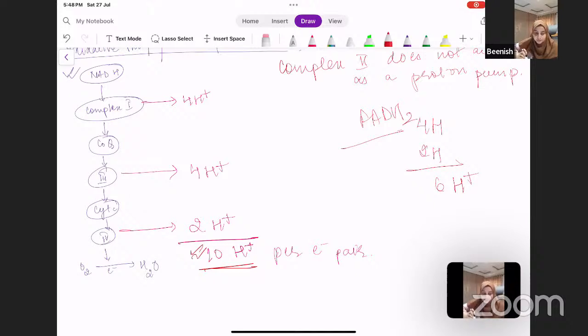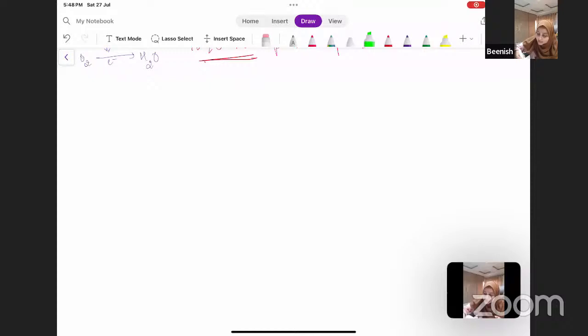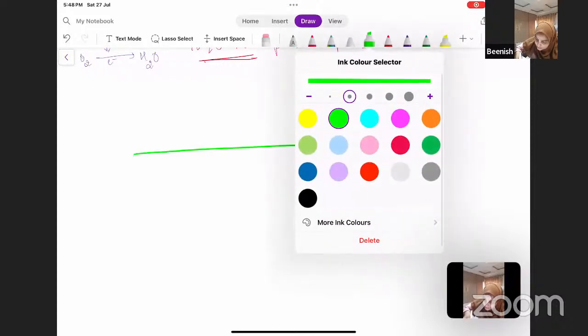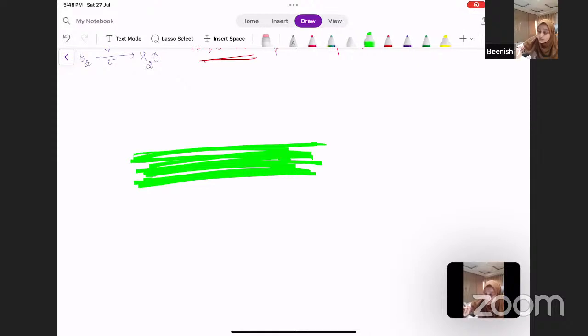Now let's talk about the chemiosmotic theory. So what is happening because of this? Let's suppose this is your inner mitochondrial membrane, this is the matrix side inside the mitochondria, and this is the intermembrane space. Now what happens because of jumping of electrons from one complex to other?